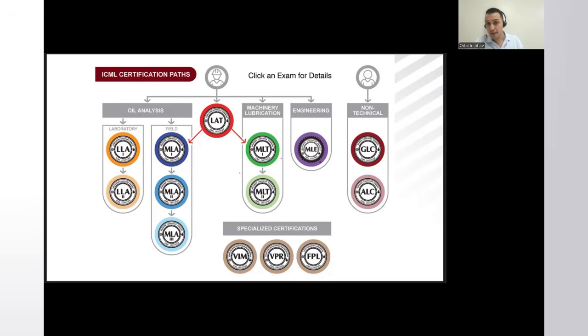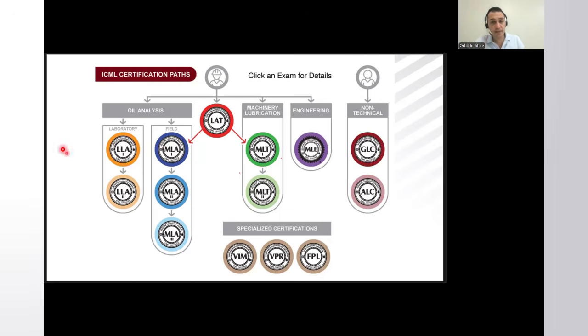Again, the main difference is that the MLT focuses on performing lubrication and application of lubrication in equipment, and the MLA focuses on oil analysis activities, condition monitoring, and interpreting and understanding oil analysis reports. The MLE focuses on designing, managing, and optimizing the entire lubrication program.